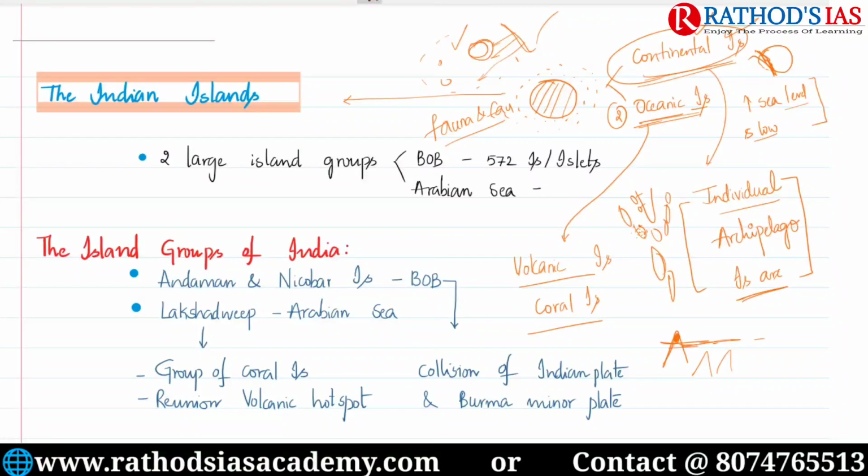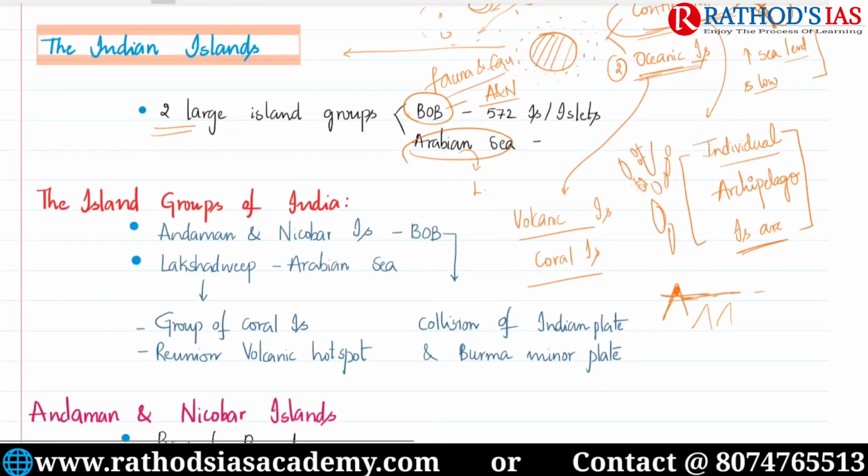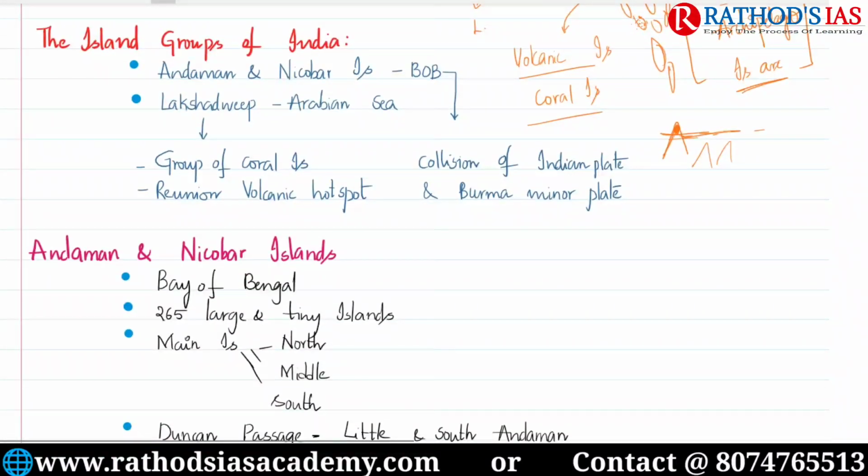If we're talking about Indian islands, we have two large island groups. The first one is present in Bay of Bengal, and the second one is present in Arabian Sea. In Bay of Bengal we have Andaman and Nicobar, and in Arabian Sea we have Lakshadweep Islands. So now let us try to see some island groups of India.